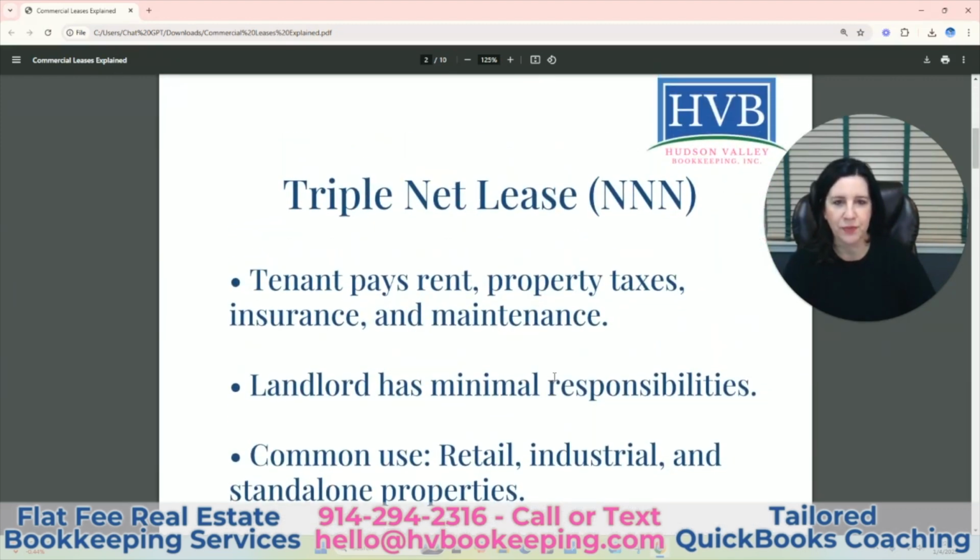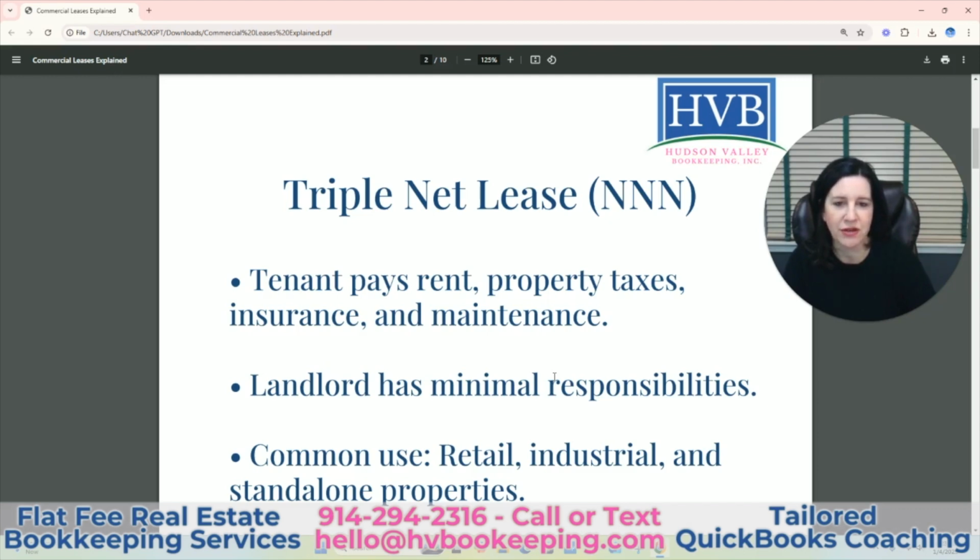Okay, the triple net. So one thing in real estate, everything is an acronym. So if you're new to real estate, you don't need to throw these around like this. Sometimes I hear people that are new and they're using lots of acronyms, but triple net is a very common term. And that means the tenant's going to pay the rent, property taxes, insurance, and maintenance.